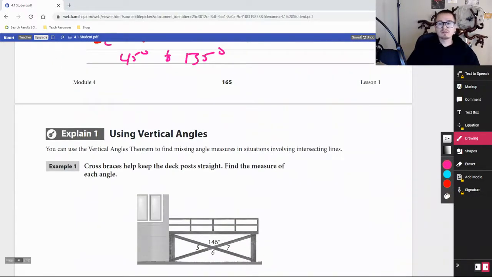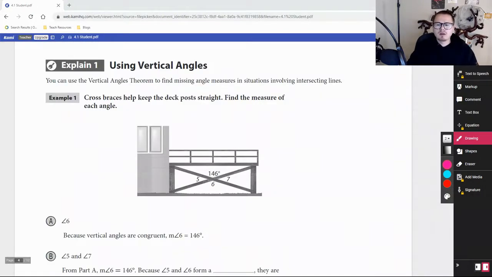I think we're rolling. Take a quick pause. All right, so we want to continue.